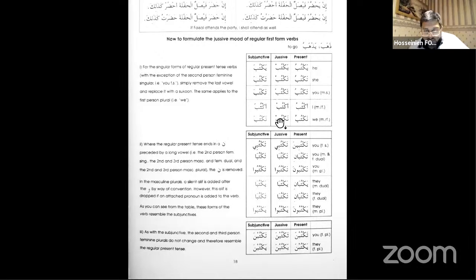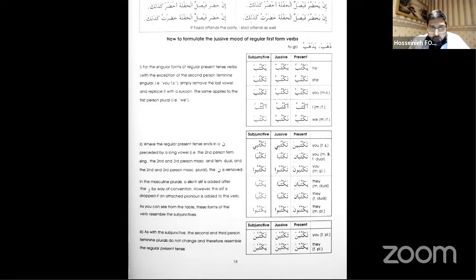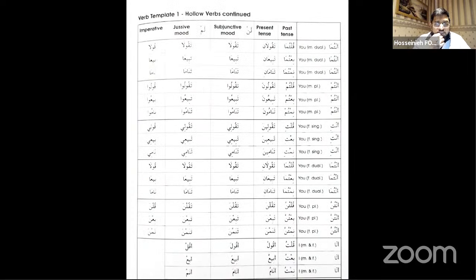So can you see over here now, sister? In the mansub and majzoom, lam taktubna and lan taktubna remain the same. The only difference is that we are bringing lam and lan to change the meaning, because lan means never, lam means that he did not write. Sister Yasmana, is that clear? Yes. Any questions from anyone else?